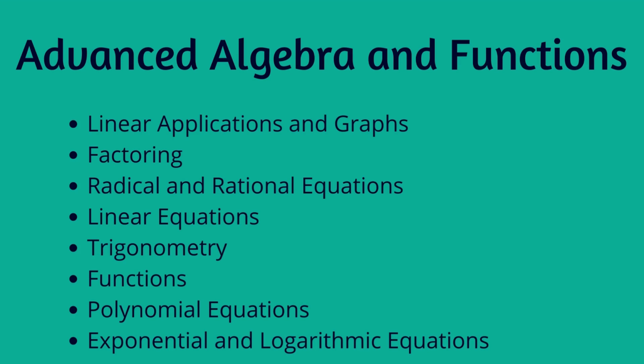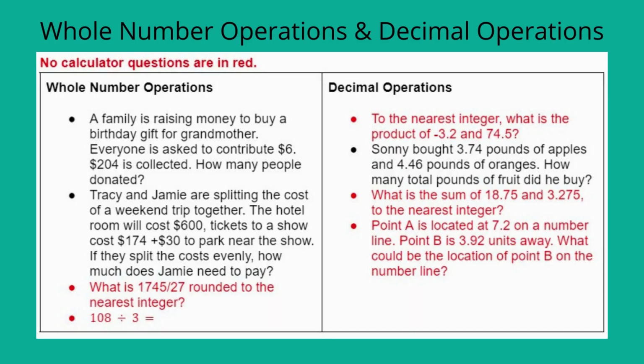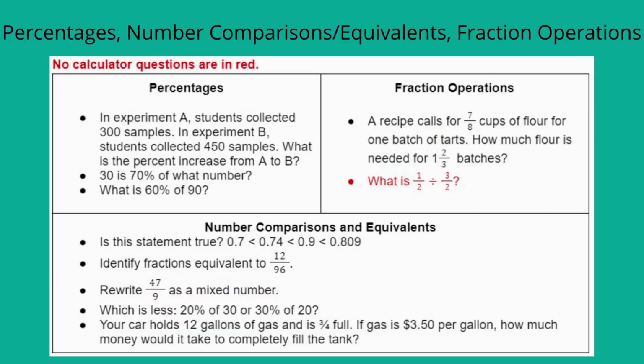Whew! Now we're ready to take a look at example problems from all of the subtopics we have listed for each component. Get your pencil ready. First, we have whole number operations and decimal operations. Questions in red are questions where you cannot use a calculator. For questions where a calculator is allowed, a four-function calculator will appear on the computer screen. That means you cannot use a graphing calculator even if you bring your own. Pause if you need to take a closer look.